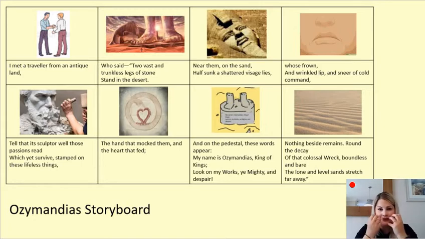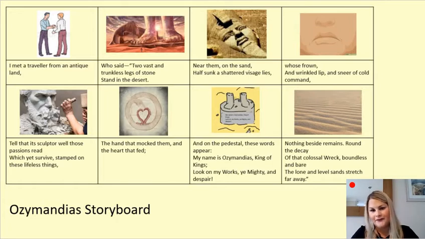And you can see on the face that whoever the sculpture is of was quite a cruel person. They had a sneer on their face, you could tell. And then over here you've got the person saying you could tell that the sculptor knew exactly what the person was like that he was drawing. He was a cruel leader, the hand that mocked them and the heart that fed.